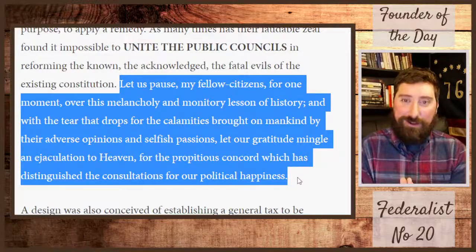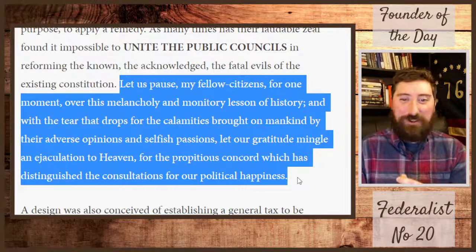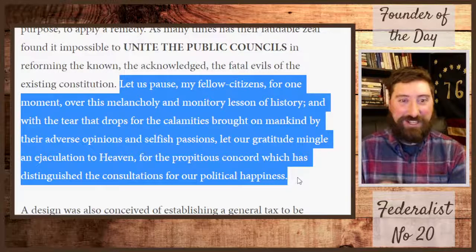Okay. Didn't know it was going to get hot and heavy in here. I apologize for James Madison.